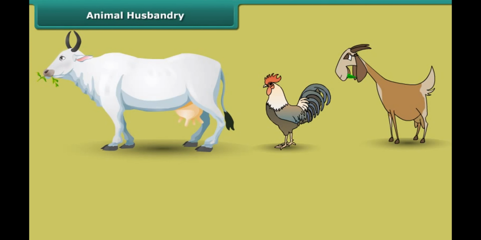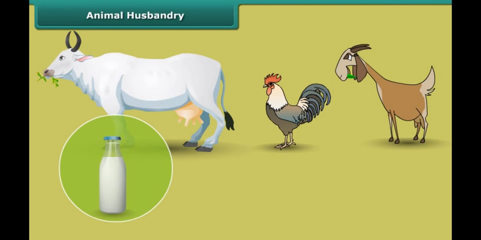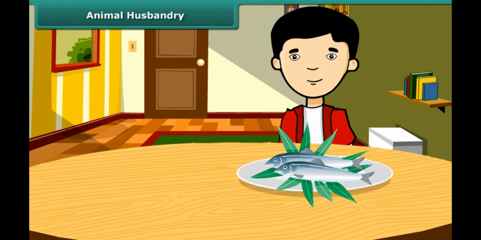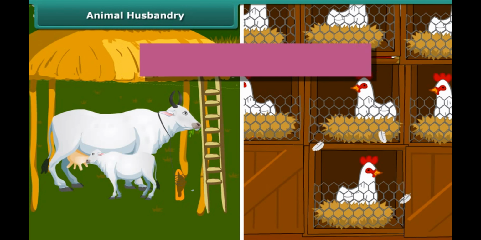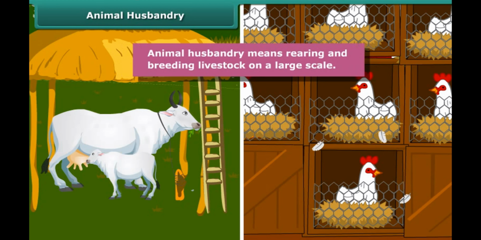Friends, do you know, like plants, animals also provide us with different kinds of food. Many people living in the coastal areas consume fish as a major part of their diet. You will be surprised to know that just like the process of crop production, animals are also reared at home or in farms. They are provided with proper food, shelter, and care so that they provide us healthy food to eat. This process is called animal husbandry. In other words, we can say that animal husbandry means rearing and breeding livestock on a large scale.